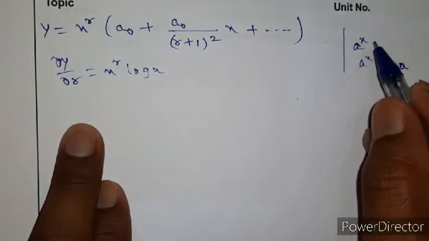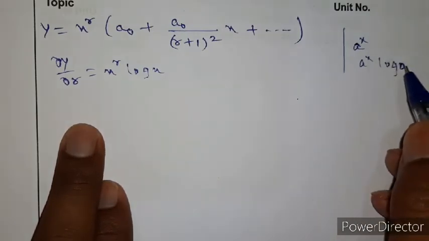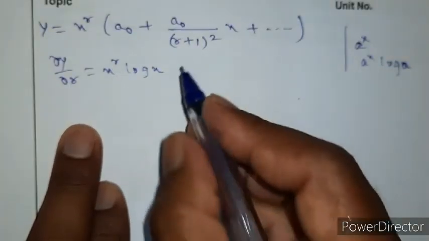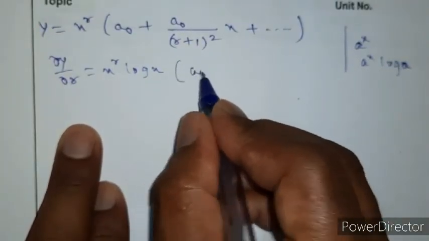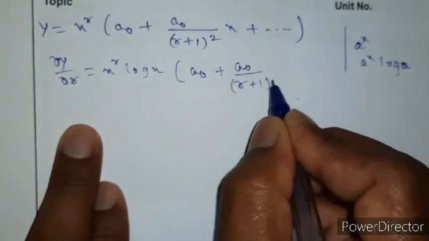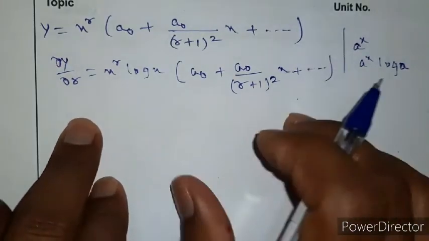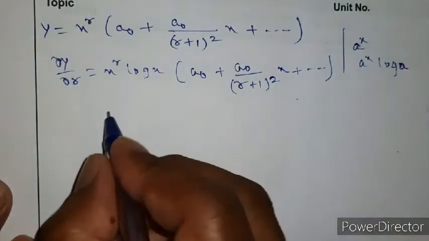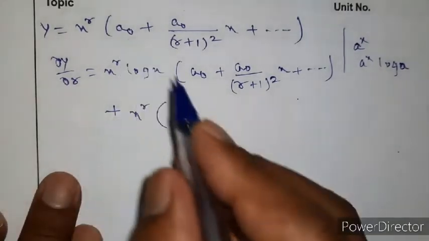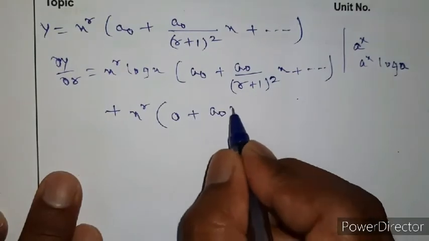What is the derivative of a raised to x? It is a raised to x into log a. Using that concept, I get here x raised to r into log x. This term as it is, a0 plus a0 upon (r plus 1) square into x plus dot dot dot. So this part remains as it is, plus x raised to r remains as it is, the derivative of a0 is 0, plus a0 as it is, x as it is.